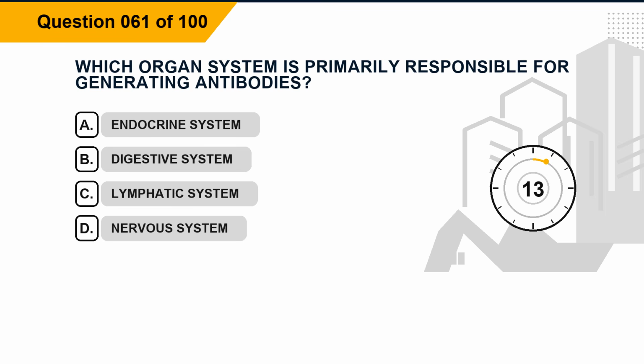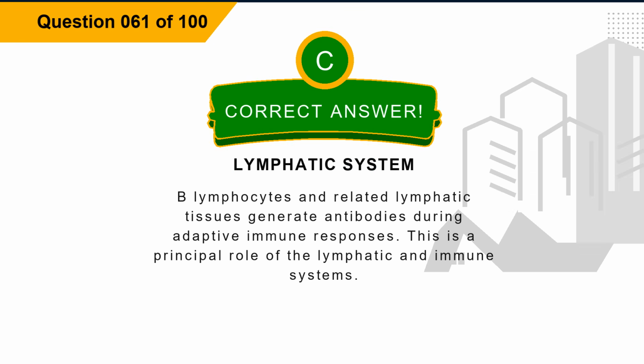Question 61. Which organ system is primarily responsible for generating antibodies? Option A, endocrine system. Option B, digestive system. Option C, lymphatic system. Option D, nervous system. The correct answer is option C, lymphatic system.